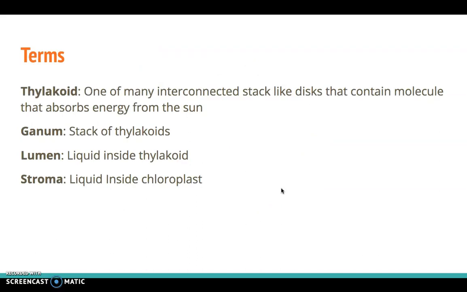So a few terminologies: we're going to be looking at the thylakoid, one of many interconnected stack-like discs that contain molecules that can absorb energy from the sun. Thylakoids play a huge role in photosynthesis itself. Then we have the granum, which are stacks of thylakoids, the lumen, which is a liquid inside the thylakoid, and the stroma, which is a liquid inside the chloroplast.